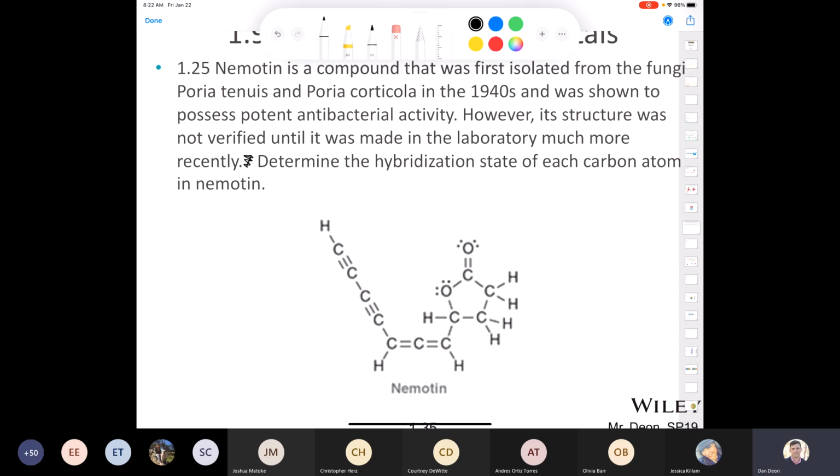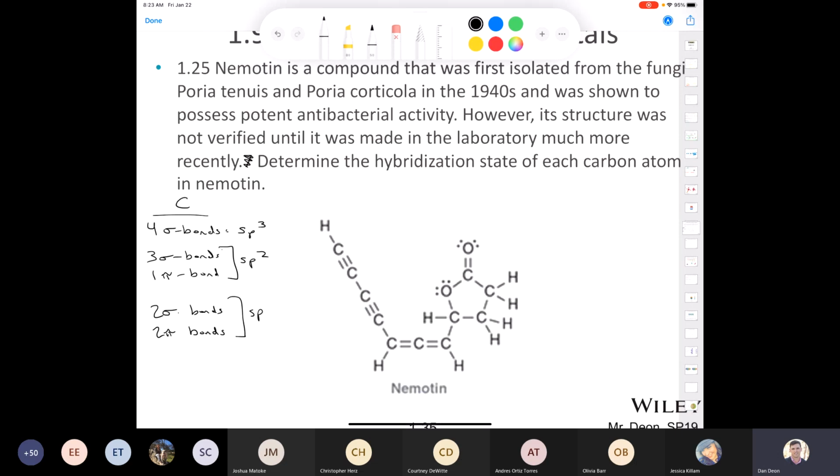Well, let me summarize what we just learned. We know that when a carbon has 4 sigma bonds, it is going to be sp3 hybridized. When a carbon has 3 sigma bonds and 1 pi bond, we know that it's sp2 hybridized. And when the carbon has 2 sigma bonds and 2 pi bonds, when we have that arrangement, we know that it's sp hybridized.